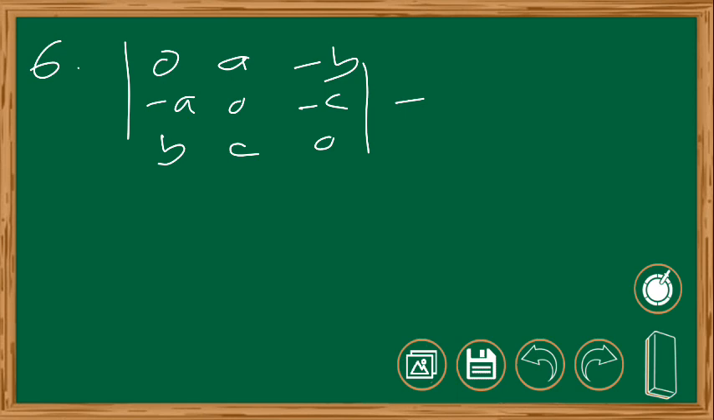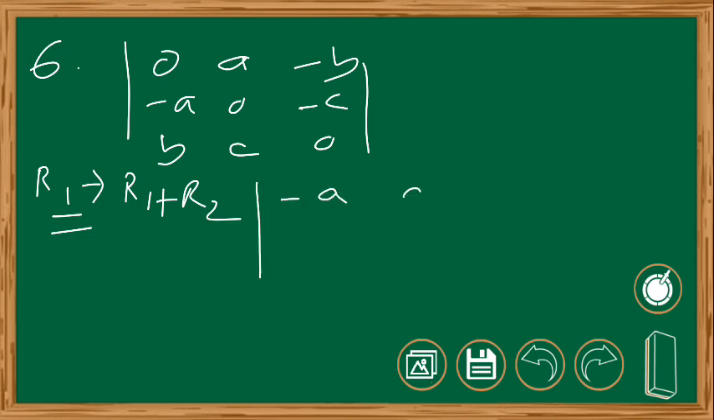So I will start from the LHS directly. Now I am just simply applying a property: row 1 is replaced by row 1 plus row 2. Let us see what I get. Row 1 plus row 2, that will be minus a plus a, which is 0, a, and minus b plus c. Now this one will be minus a itself, 0 and minus c. This one is b, c and 0.